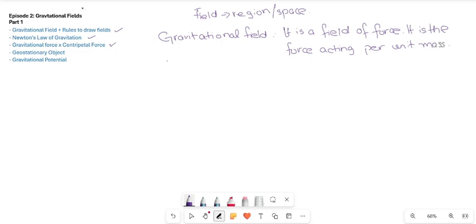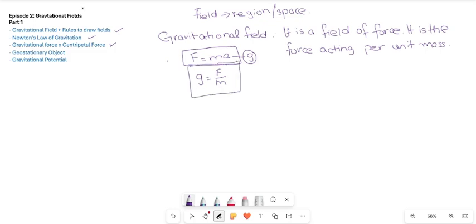When we write the formula F equals ma, a formula that we all know about, the acceleration of free fall, 9.81, is actually the gravitational field. So I can say g equals F over m. This is my formula for gravitational field.